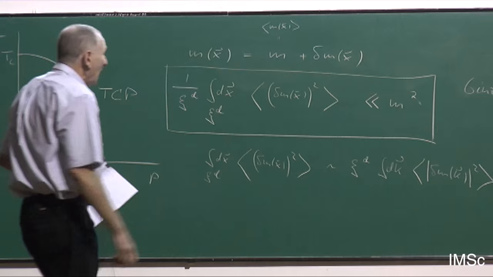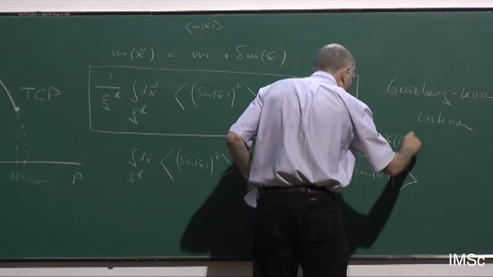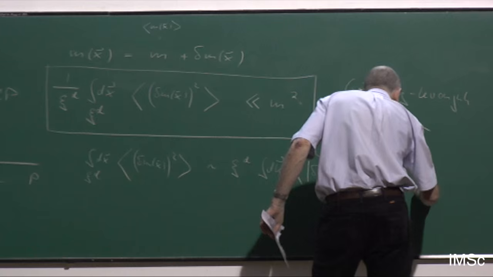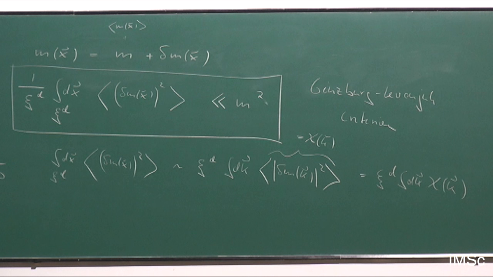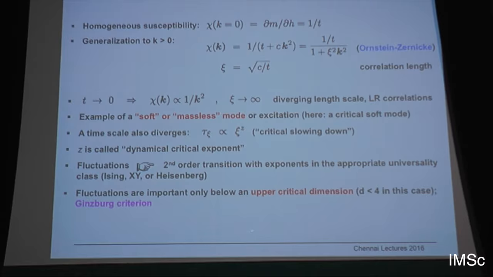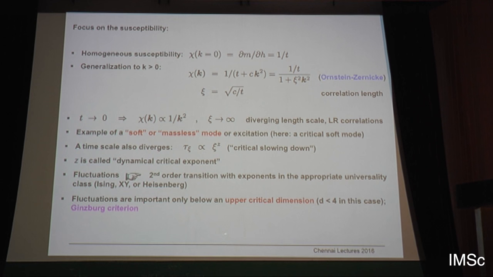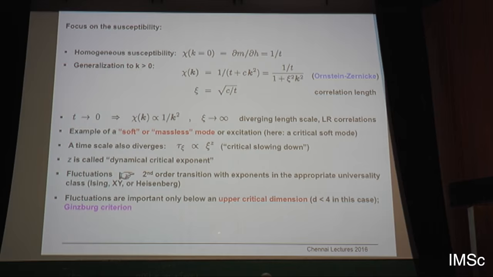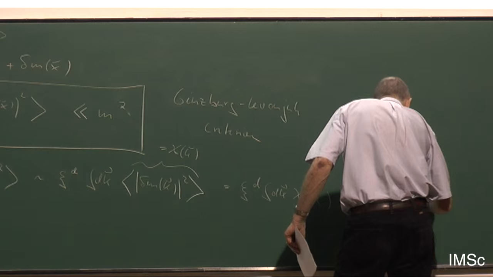But this here is my susceptibility, chi of k. So what I've got here is a correlation volume times a wave number integral over chi of k. Chi of k is in general very complicated, but in the simple mean field, Gaussian, Ornstein-Zernike, whatever we want to call it theory, we actually know what it is. It's proportional to 1 over 1 plus xi squared k squared. So let's plug that in. Within the simple theory, this is proportional to xi to the d times the integral dk of 1 over 1 plus k squared xi squared.